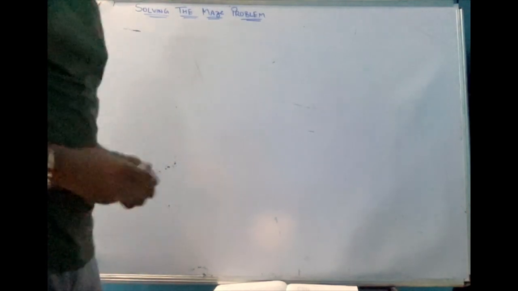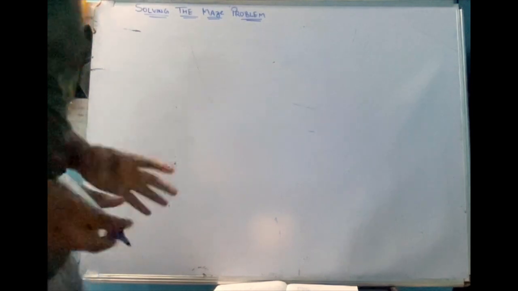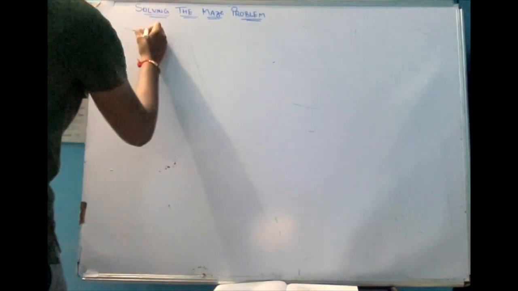Hello everyone, today we'll be solving a problem. It's called the maze solving problem. So we are given a problem. For example, we are given a matrix. So let's assume we are given a matrix of 3 by 3, which will look something like this.